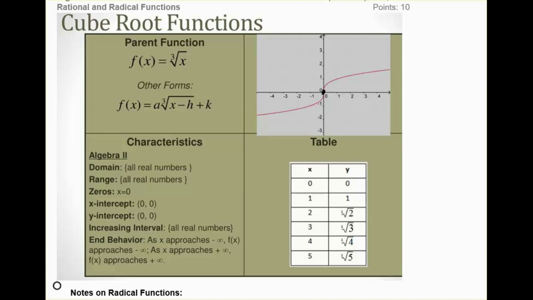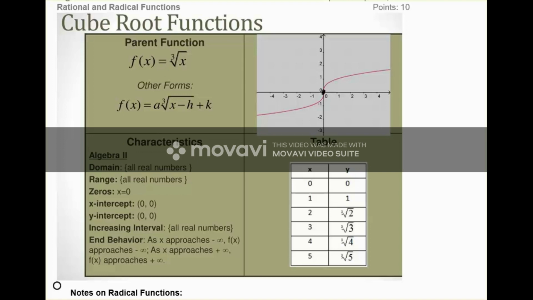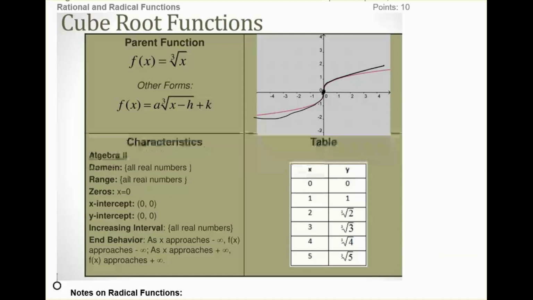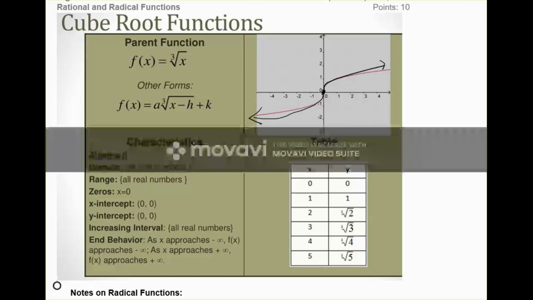And this one has an increasing interval always, because even though it kind of goes up here, it's still increasing. So it's always increasing. It's never decreasing, this function. And the end behavior we talked about will go to infinity as x gets bigger and bigger and bigger, and it'll go to negative infinity as x gets smaller and smaller and smaller.